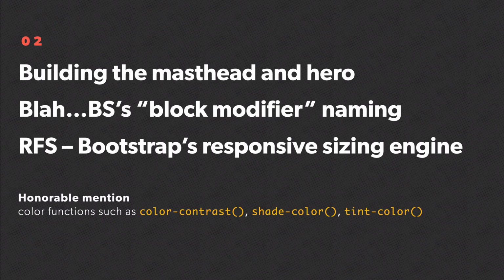All right, let's start building some areas of our comp. We'll start with the masthead, or header, and then we'll move on to the hero. We'll talk about the challenges of working with Bootstrap's block modifier naming convention for their HTML classes, and we'll visit responsive font sizing, which is much more than responsive just font sizes. It's a whole responsive engine, so you can make things like padding responsive as well. And along the way, we'll talk about some cool tools that help us out, like what are the color functions that are available in version 5, such as the contrast, shade color, and tint color.